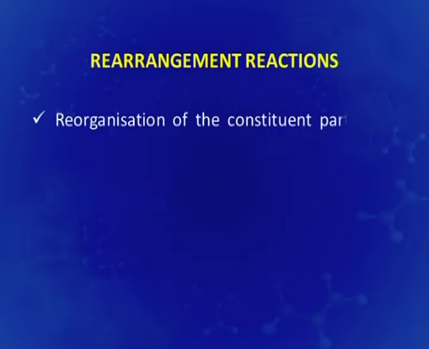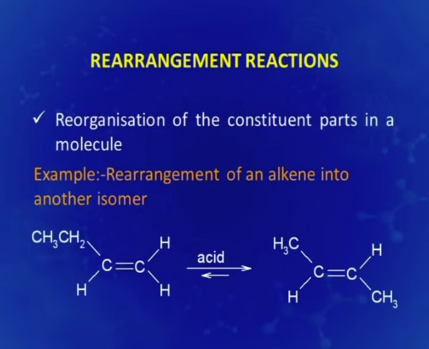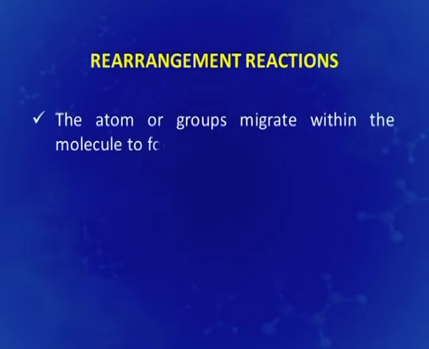Rearrangement reactions are actually the reorganization of the constituent parts in a molecule. These reactions are also very important organic reactions which lead to the formation of various types of products from the same molecule or from two different molecules also. For example, rearrangement of an alkene into another isomer is the rearrangement within the molecule, wherein we have one isomer of this alkene getting into the other one by means of rearrangement. The atoms or groups migrate within the molecule to form the product.